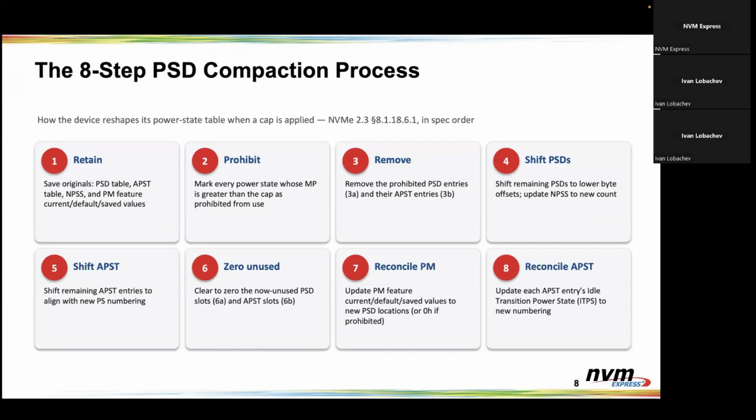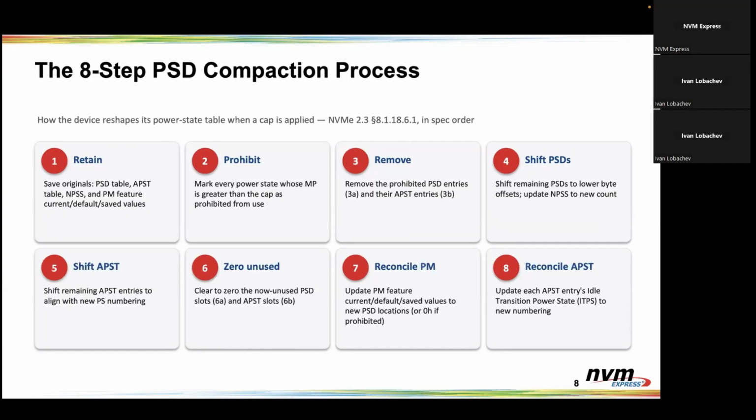And then steps 2 through 6 essentially perform the actions necessary to perform the reshaping, right? We prohibit the states that exceed the cap, we remove them from our PSD tables, we shift the PSDs around, we shift the APSTs, and we make sure that we have our PSD tables looking clean.